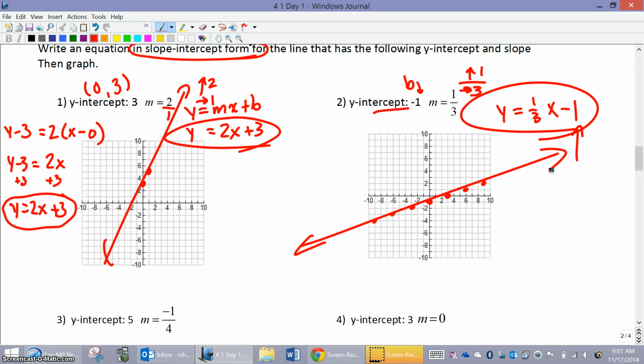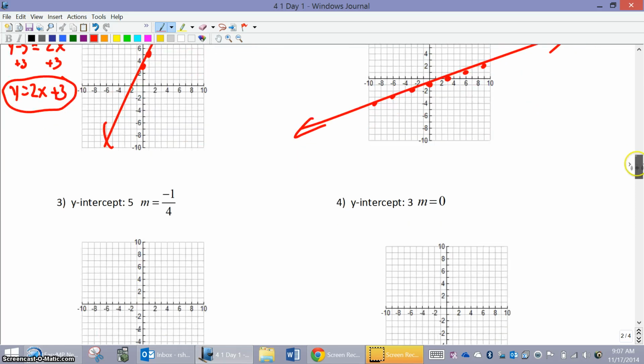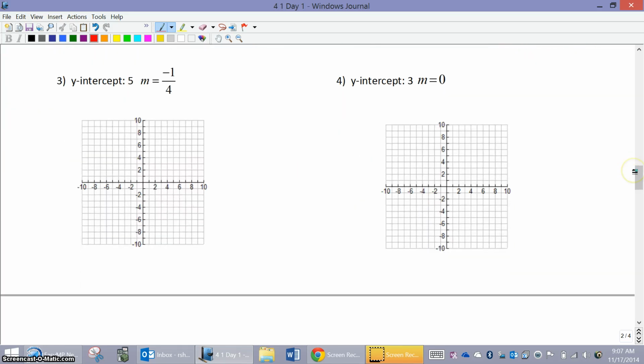Any questions? Let's go to the next part. We have a y-intercept, so we can just drop it into slope-intercept form. That's our equation. We have our y-intercept of 5, so we're going to put our dot on the y-axis at 5.